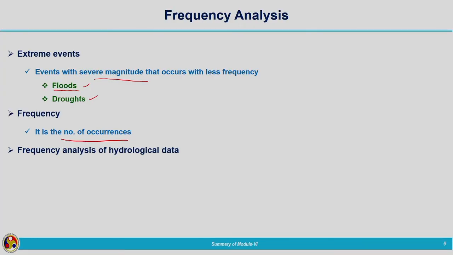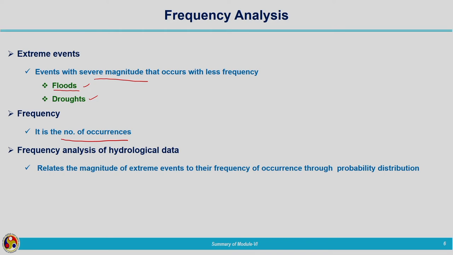that is very important. And the mean interval between the occurrences of a particular event is termed the recurrence interval. In frequency analysis of hydrologic data, we relate the magnitude of extreme events to their frequency of occurrence through a probability distribution. So here different terminologies come into the picture: magnitude of the extreme event, and frequency of occurrence. These two are related by means of a certain probability distribution.